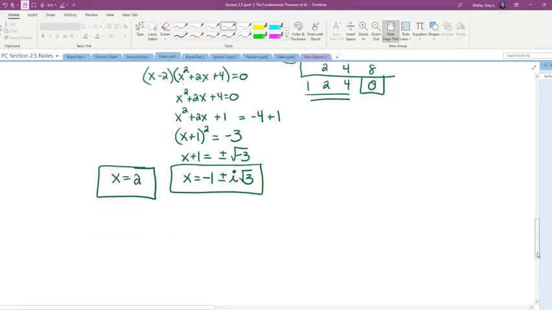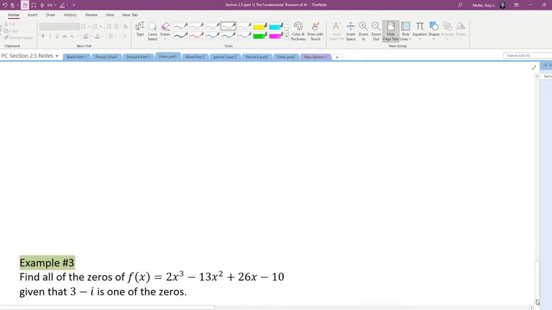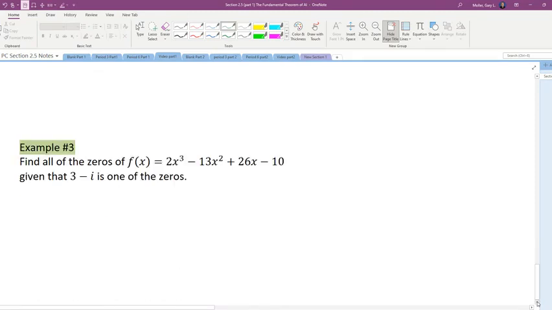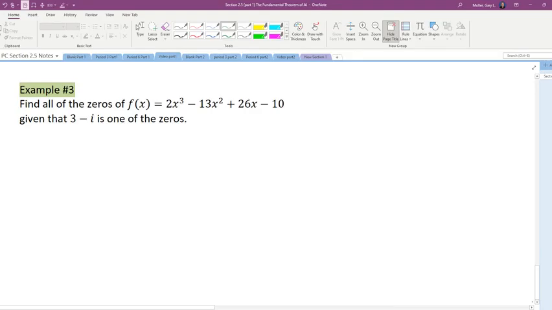All right, let's see what the last question is. I don't know why I left so much room. Probably an accident. All right, find all the zeros of this function given that we know one of the zeros is 3 minus i. So I'm giving you one of the zeros, and we just need to find 2 more.